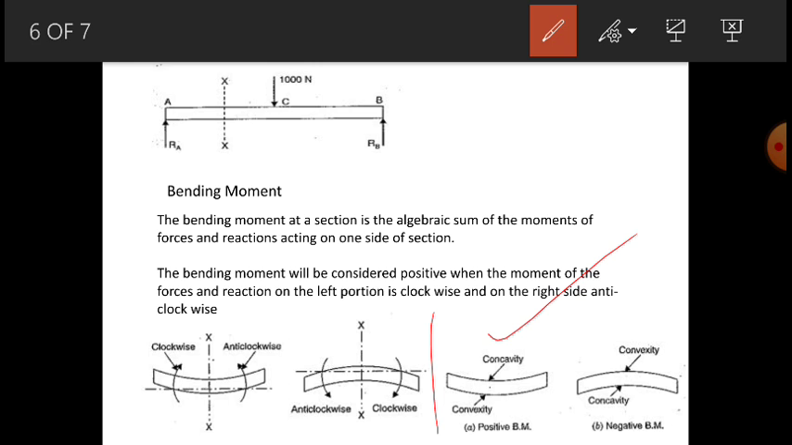We'll try to understand how to calculate the bending moment and what are the fixed formulas for regular beams, what are the formulas to calculate the bending moment and the shear force. We'll try to find it in the next class.